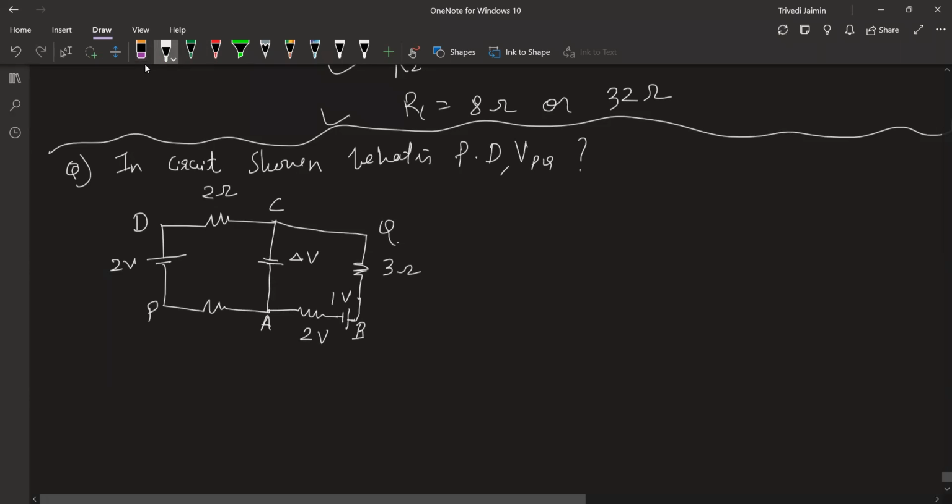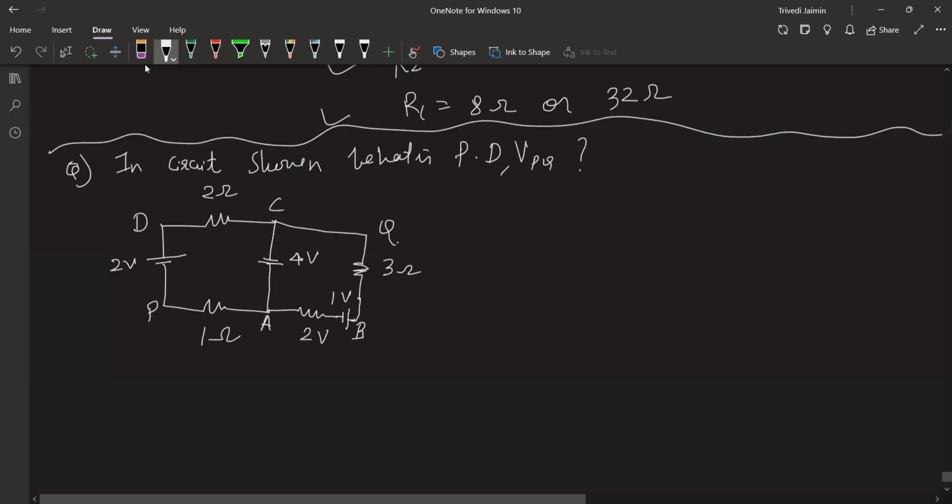Sir, can you repeat the question? In the circuit shown, what is the potential difference VPQ? It means we need to find the PQ potential difference. Where is P? Where is Q? What is the resistance of PA? Sir, PA. Oh yeah, it is 1 ohm.